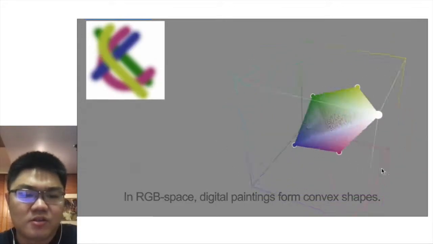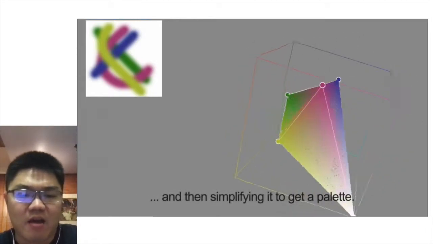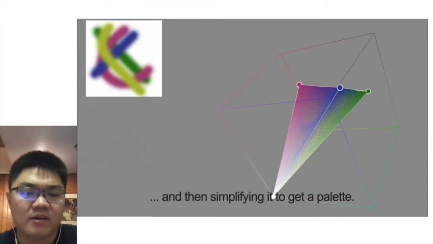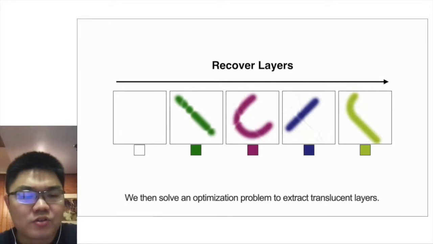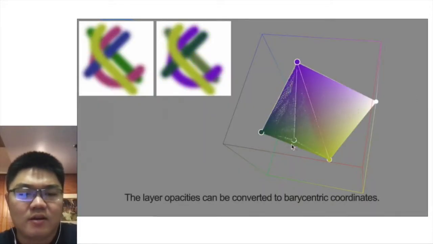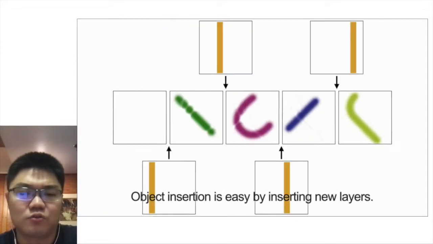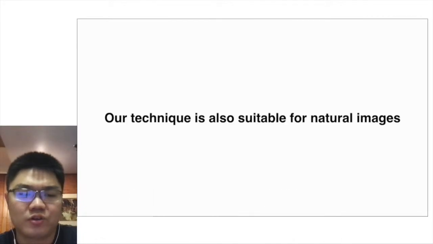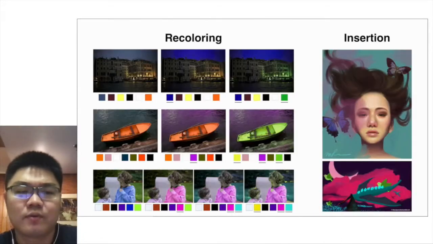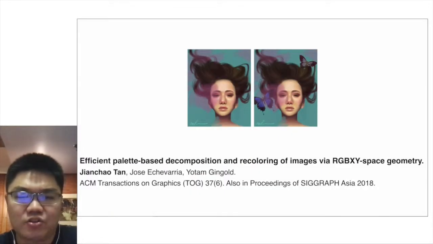In RGB space, digital paintings form convex shapes. We can work backwards by detecting an RGB space convex hull, then simplifying it to get a palette. We will solve an optimization problem to extract translucent layers. These layers' opacity can be converted to barycentric coordinates. Then we can drag the vertices to recolor the painting. And we can also insert objects as new layers. Our technique is also suitable for natural images for recoloring and insertion.